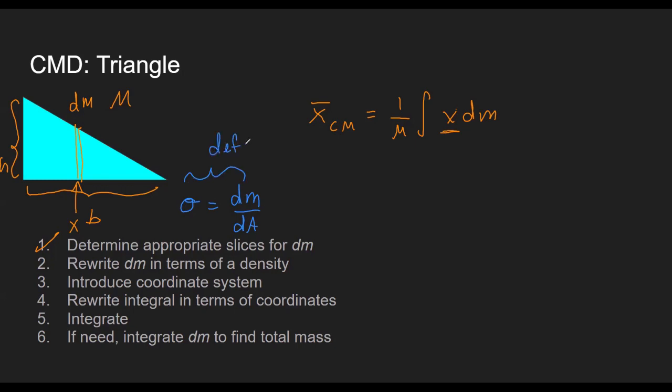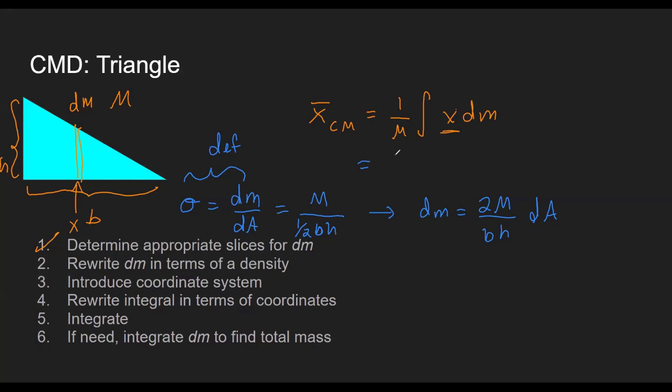Now, for each problem, in addition to the definition of sigma, we have the value of sigma. In this particular problem, we have a total mass m and a total area 1/2 bh. And why was this useful? We can now go from a variable of integration that is mass dependent to one that is area dependent, which gets us one step closer to introducing a coordinate system. I can rewrite dm. dm is equal to 2m over bh dA.